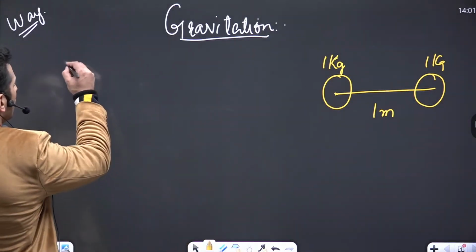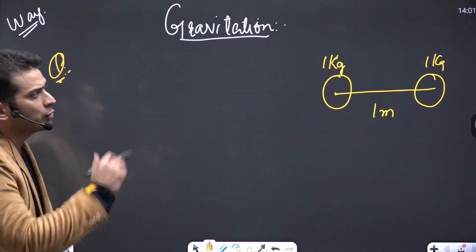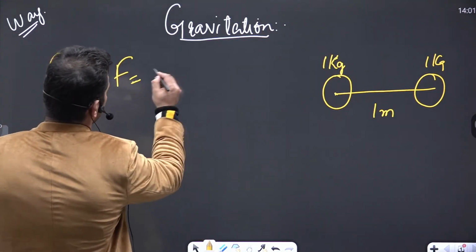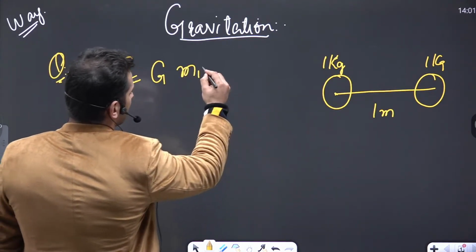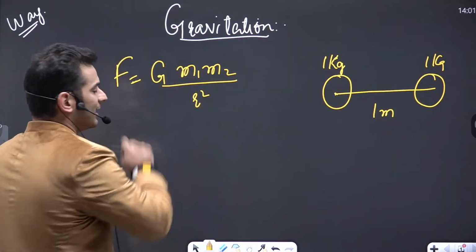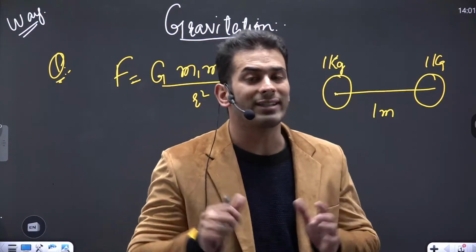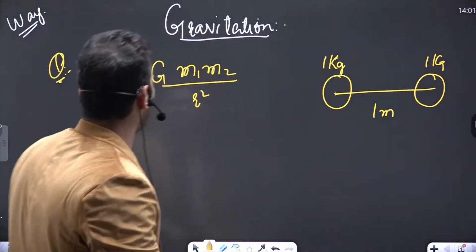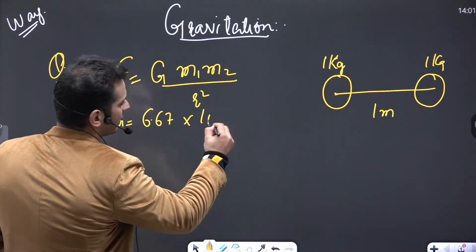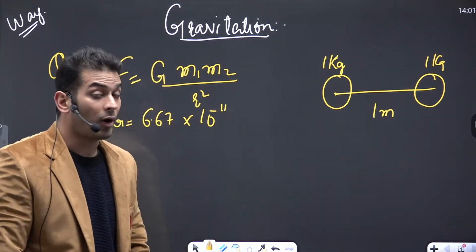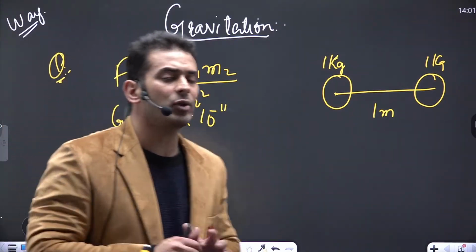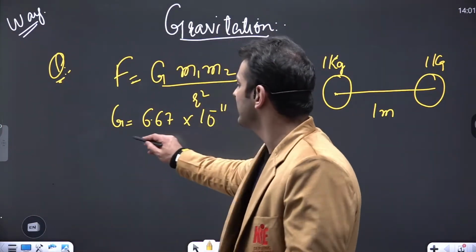Let's see. We know the force of attraction between two bodies is F is equal to G m1 m2 by r square. Fine, beta? I told you this G is a constant. Whenever there is a constant term, there is some value of it. So the value of G is equal to 6.67 into 10 raised to power minus 11. This is the magnitude of this constant. We'll find its unit after this. Right now you just conclude that the magnitude of this constant is this.